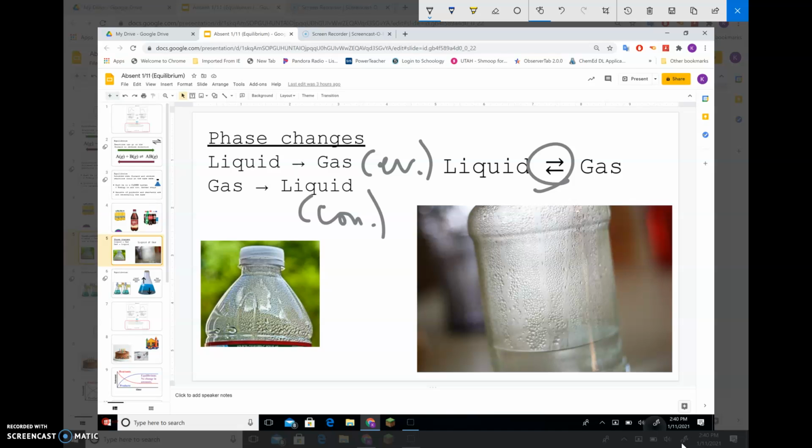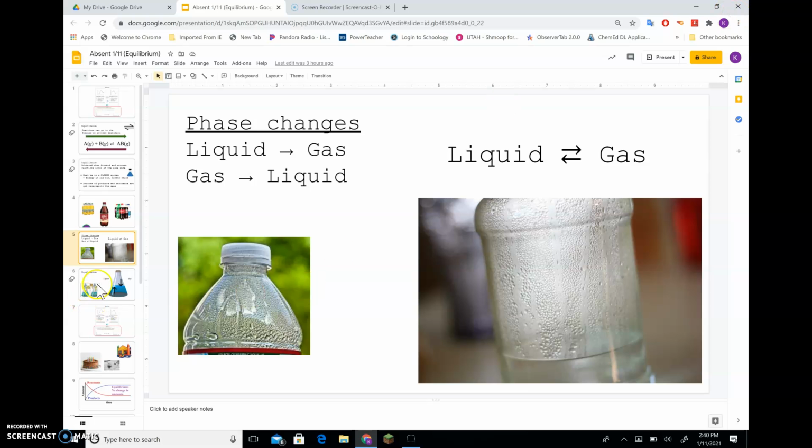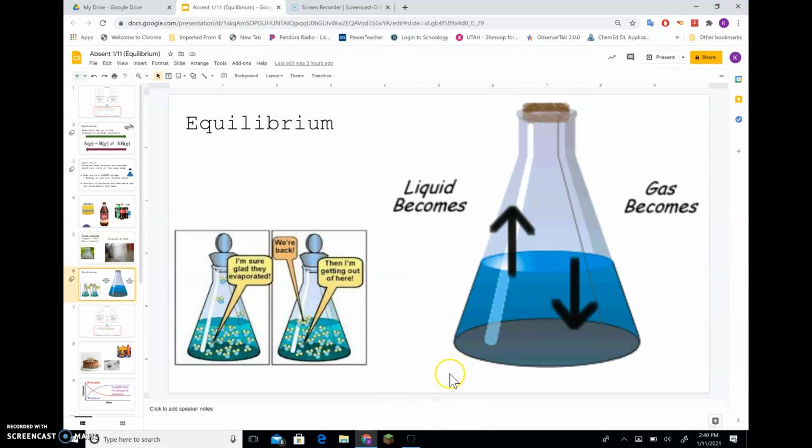So the rate at which liquid is going to a gas is occurring as well. So they're occurring at the same rate. So to us, it probably looks like nothing's happening. Okay, another example is this one right here, equilibrium.